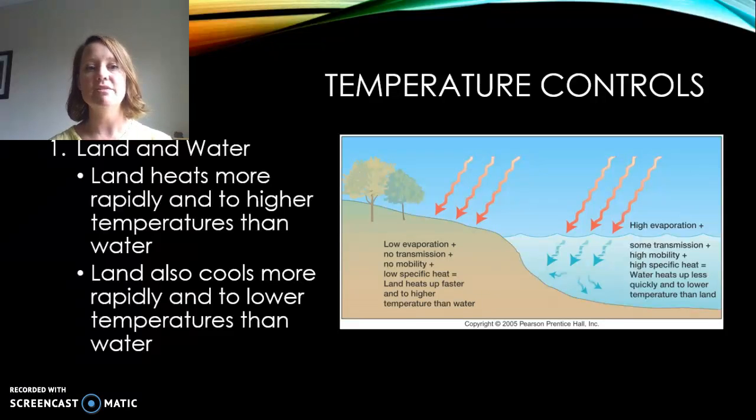So when we look at the heating of land and water, land is going to heat up more rapidly and to higher temperatures than water does. It also cools much more quickly. If you've ever been to the beach during the daytime, the sand is much hotter than the water, or even at a pool, the pool deck is a much higher temperature than the water. Part of it is because water has a high specific heat, meaning it takes a very long time for it to absorb heat and heat up. It also takes a long time for it to cool down. So at nighttime, generally your land is going to be cooler than the water because the water has retained what heat it has absorbed.